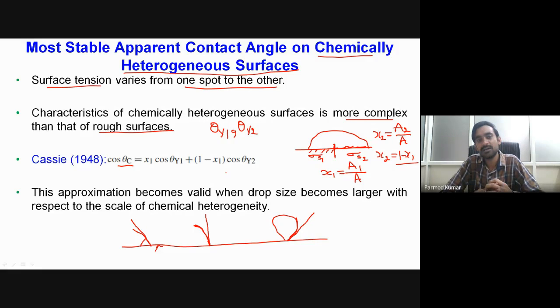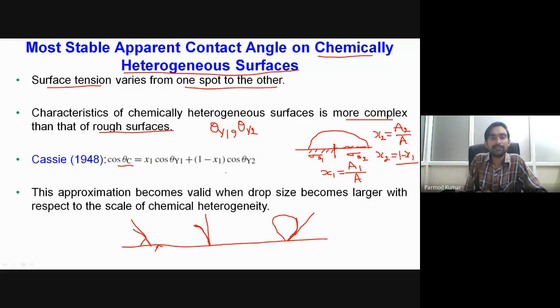So how much fraction of the area is contacting the first surface and how much fraction of the area is contacting the second surface? That is taken as a weight function, and considering that area fraction as the weight function, a weighted average is taken over here.